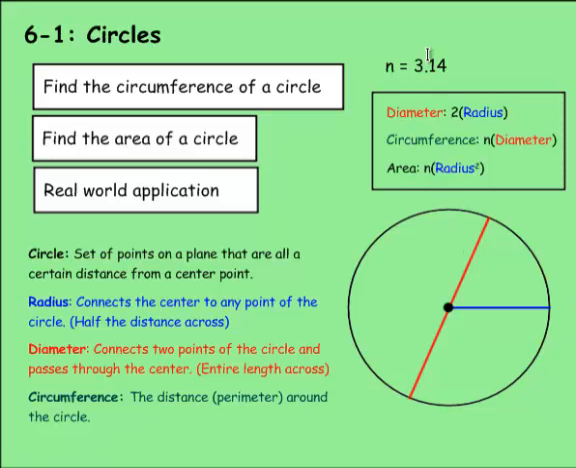We can also use pi to solve for the area, meaning how many squares we could fit in a circle. We can multiply pi times the radius squared. So the radius times the radius.